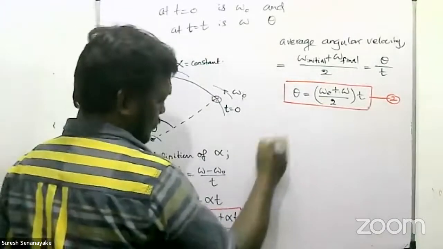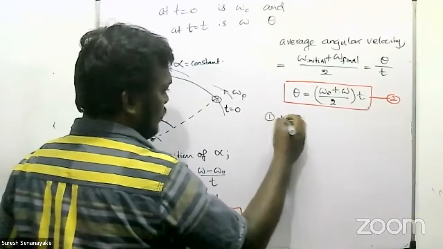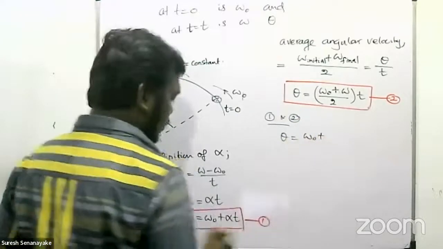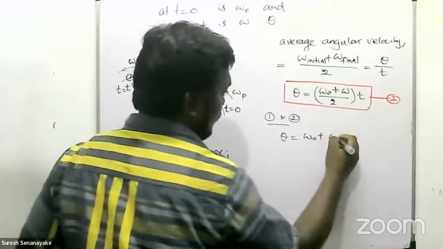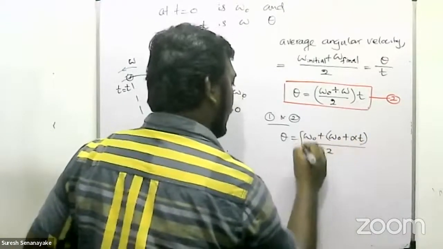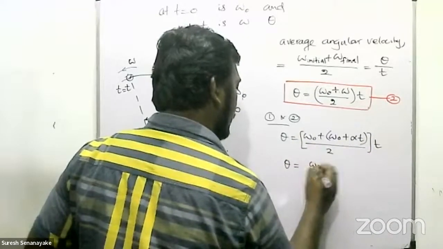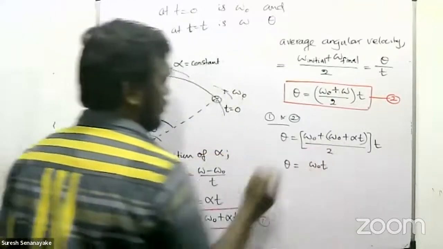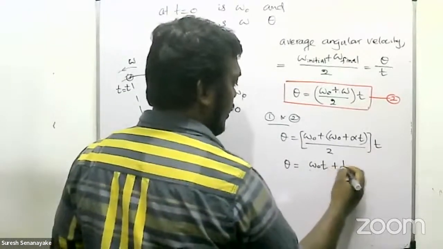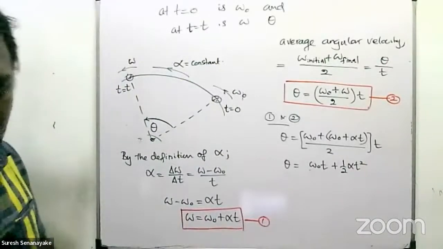Then substituting from 1 and 2, theta equals omega naught plus... Instead of omega, you can write omega naught plus alpha t. Just divide by 2, multiply by t. So this is omega naught t, because omega naught plus omega naught, that is 2 omega naught divided by 2, is omega naught multiplied by t, and half alpha t squared. Simplifying this, you can get this equation also.